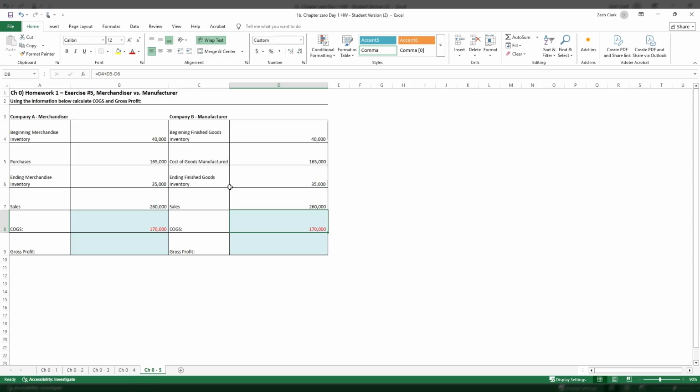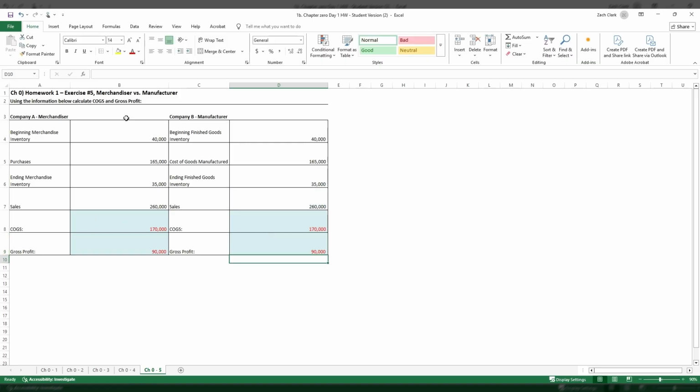Really, it just comes down to the different terminology, right? And then, surprise, surprise, gross profit is the same as well. So sales minus cost of goods sold equals sales minus cost of goods sold. Hit enter, 90,000 of gross profit for our merchandiser. We can copy that formula and paste it right over. We can paste that because everything's lined up how it is, so we're just transplanting that formula over.